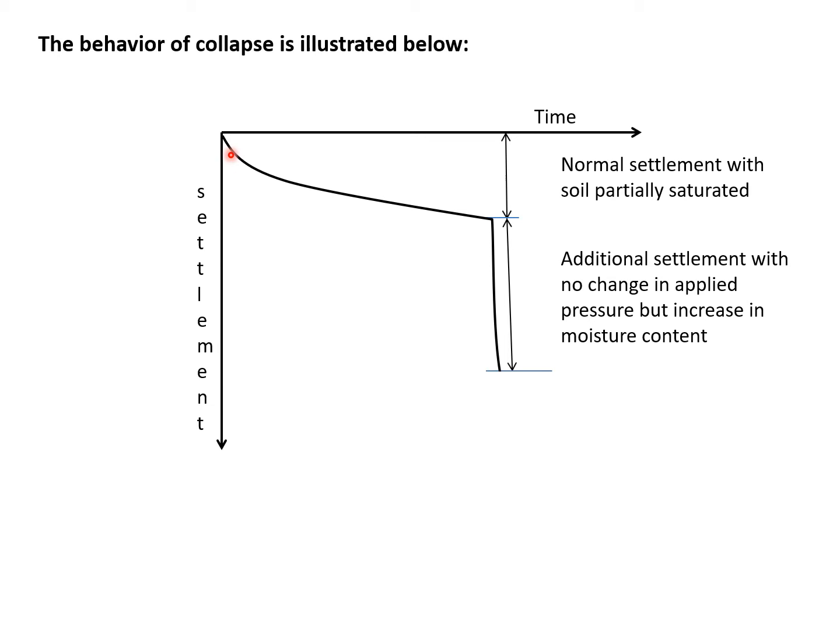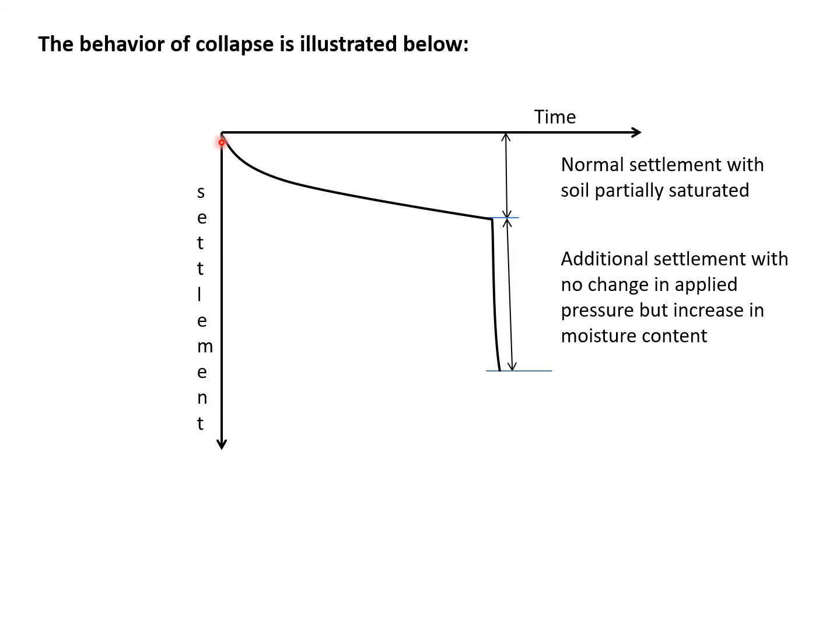Well, you can see the settlement along vertical axis and the time along horizontal axis and what is happening. So with the passage of time, you can see that when the soil is partially saturated, there is increase in the settlement. So look at that, normal settlement with soil partially saturated. So from this point to this, the soil is partially saturated. But what has happened over here? Look at that. Additional settlement with no change in applied pressure but increase in moisture content.